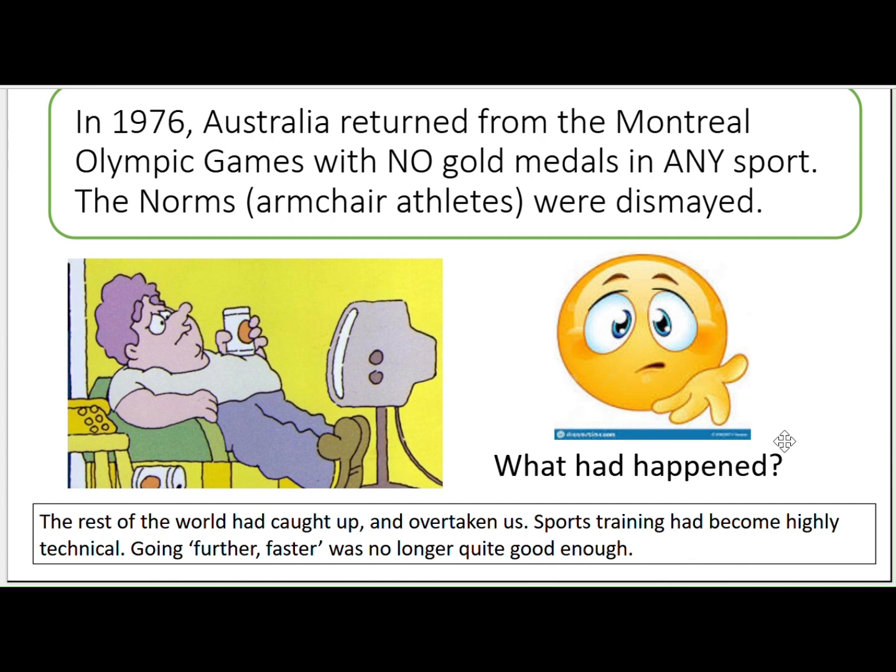What happened in 1976? Australia returned from the Montreal, Canada Olympic Games with no gold medals in any sport. The norms, that is the armchair athletes, were dismayed. They think, I pay good tax money to send representative teams overseas, and how come we're not getting anything for it?